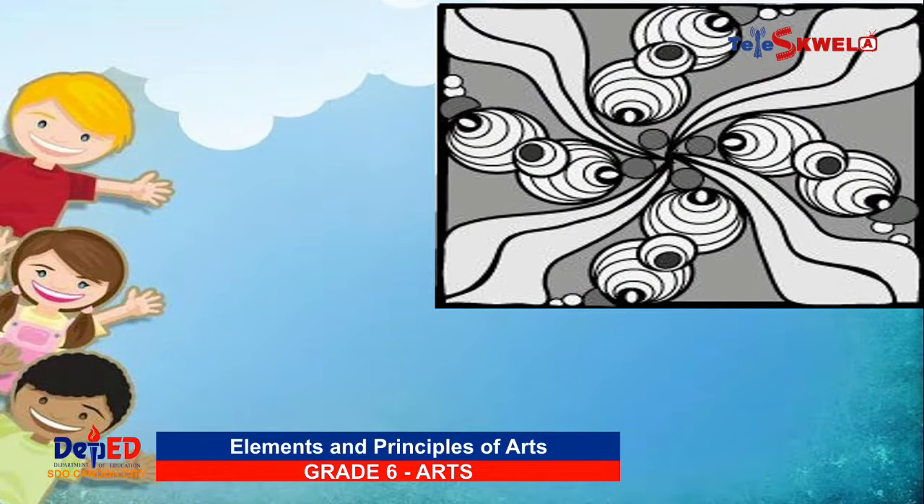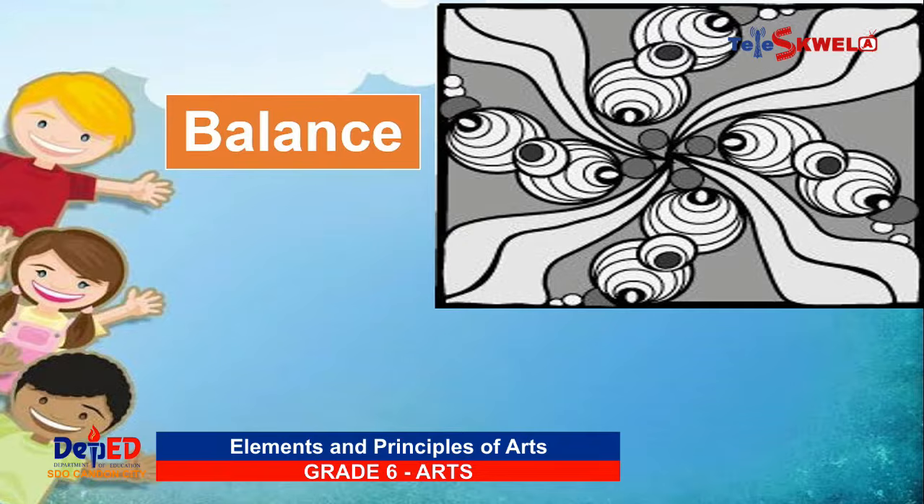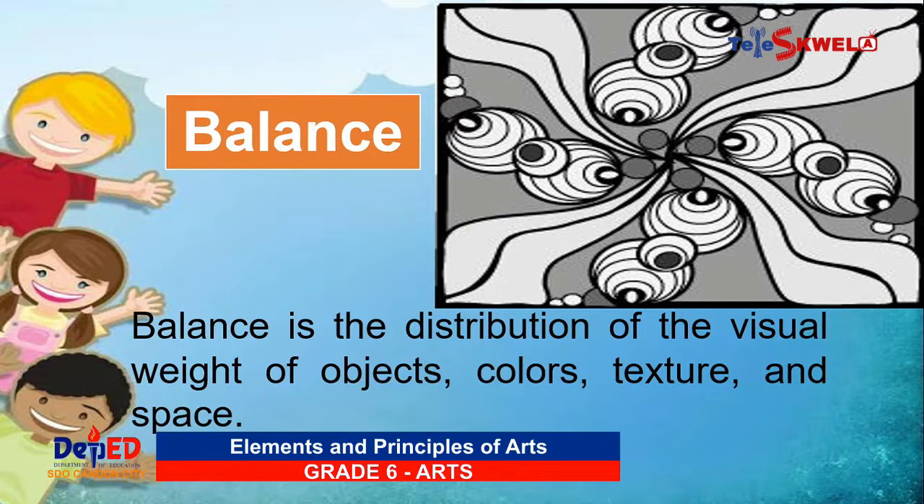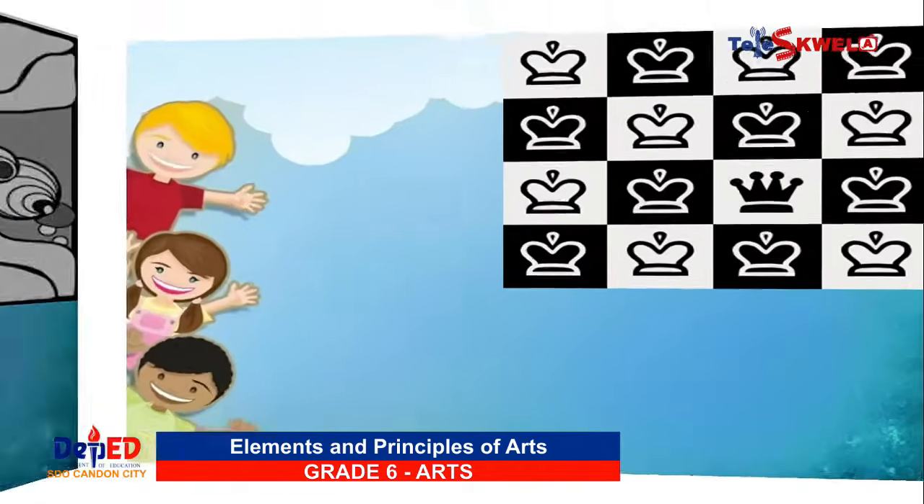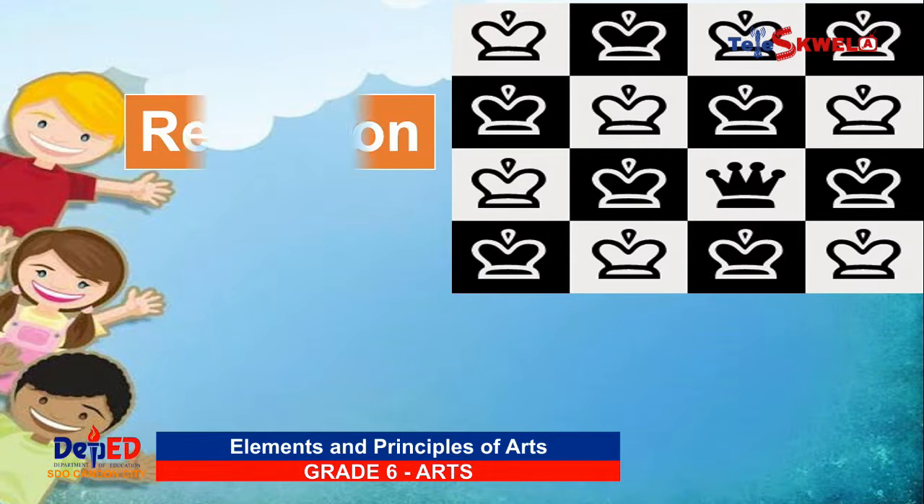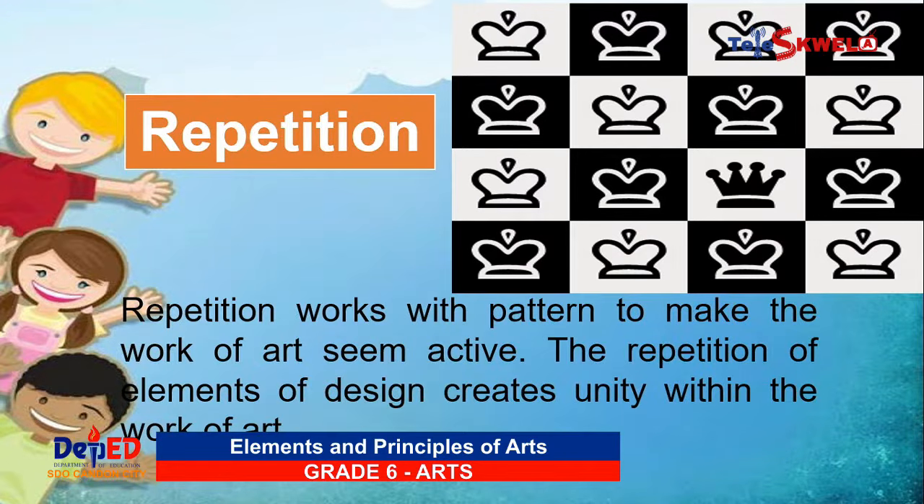Next principle is balance. Balance is the distribution of the visual weight of objects, colors, texture, and space. If the design was scale, these elements should be balanced to make a design feel stable. Next, repetition. Repetition works with pattern to make the work of art seem active. The repetition of elements of design creates unity within the work of art.